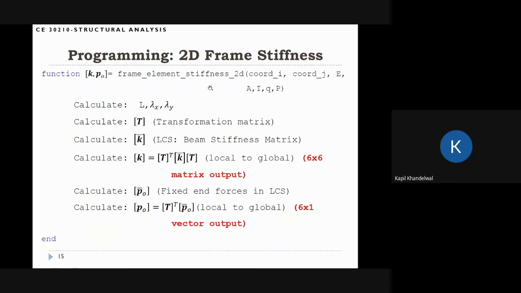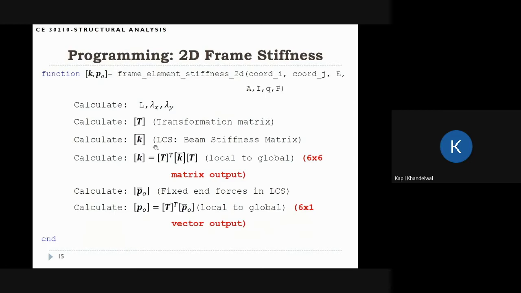Given all this information, you want to first calculate L, lambda x, lambda y. After you calculate these three things, you can calculate the transformation matrix because you already have the equation. And then finally, you can calculate the K bar. This is the beam element stiffness matrix in the local coordinate system. You're working in the local coordinate system.